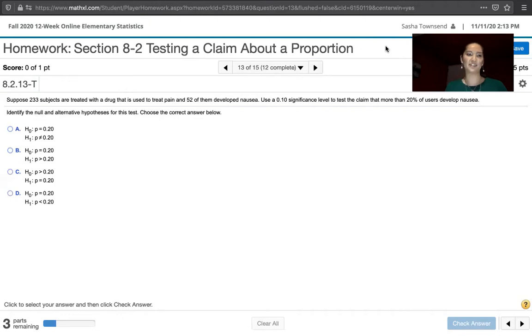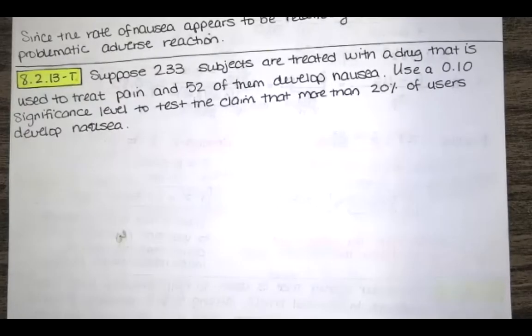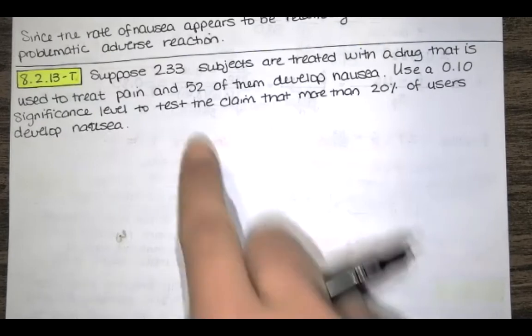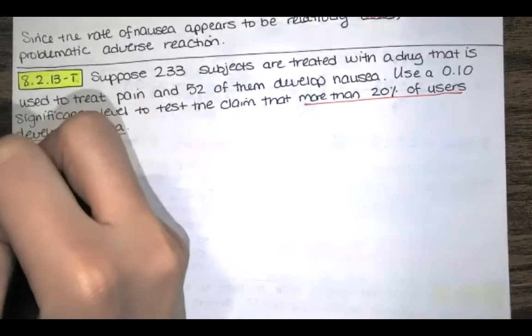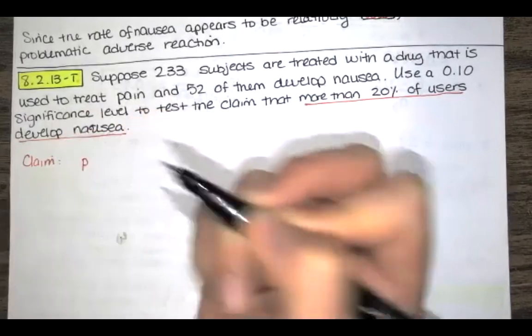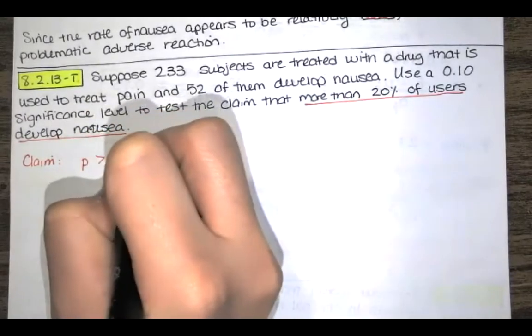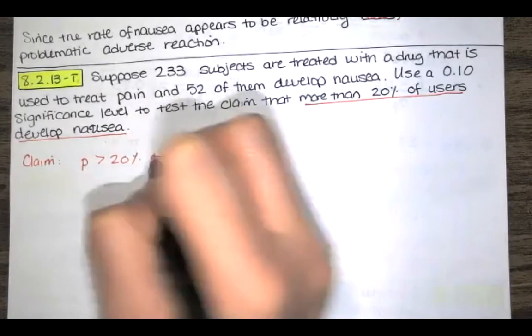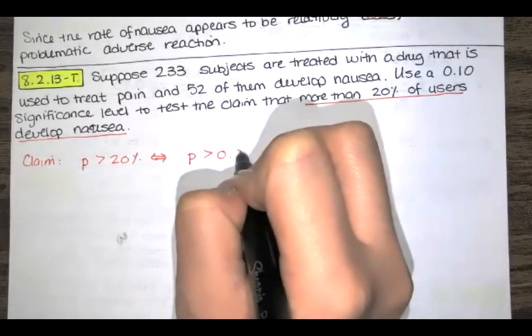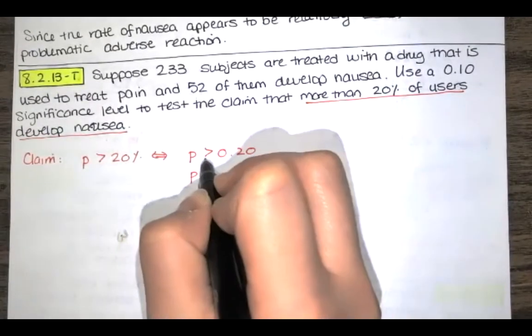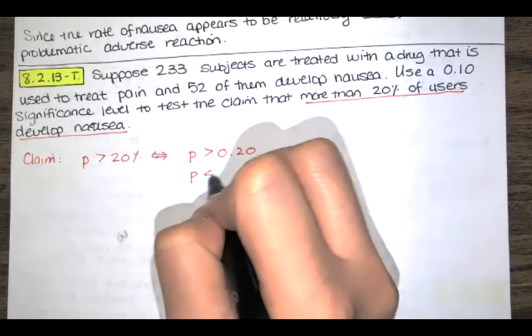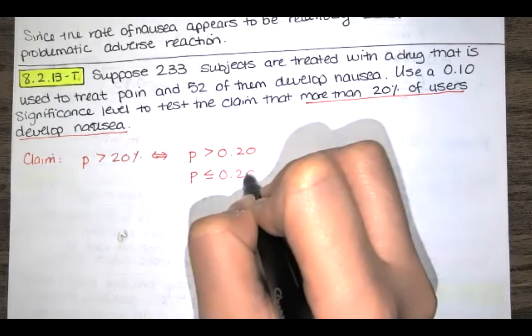Okay, so the first thing we're asked to do is identify the null and alternative hypotheses. In order to do that, I'm going to share my paper with you. So we look for the claim. It says we're testing the claim that more than 20% of users develop nausea. So the first thing we do is write down that claim. And that means our proportion is greater than 20%, or typically we write that proportion in decimal form as 0.20. That's the claim. And if that's not true, if p is not greater than 0.20, p would have to be less than or equal to 0.20.